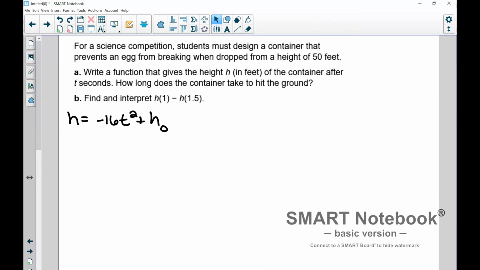Alright, this is a pretty standard formula for dropping an object on Earth. Now, this is the formula for Earth. If this was for a different planet or other forces, this formula would be slightly different. But this h sub o means the initial height. So what was the initial height that it fell from?